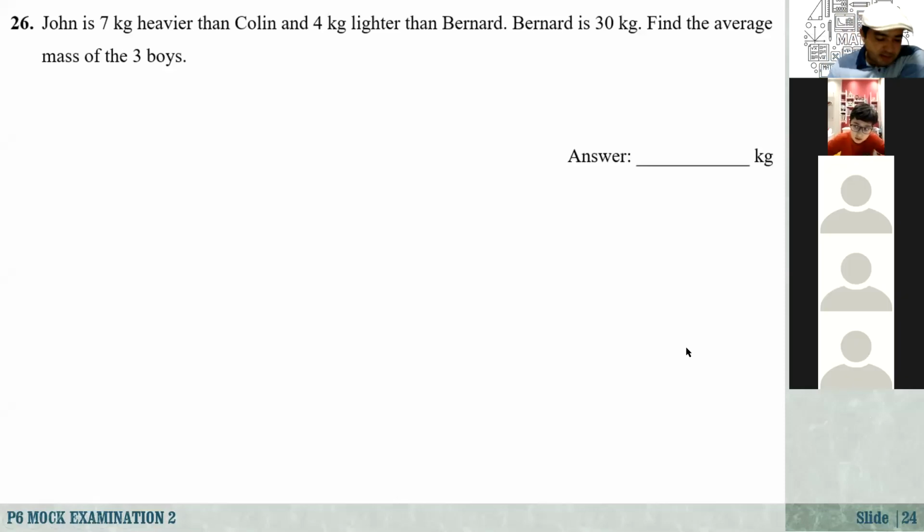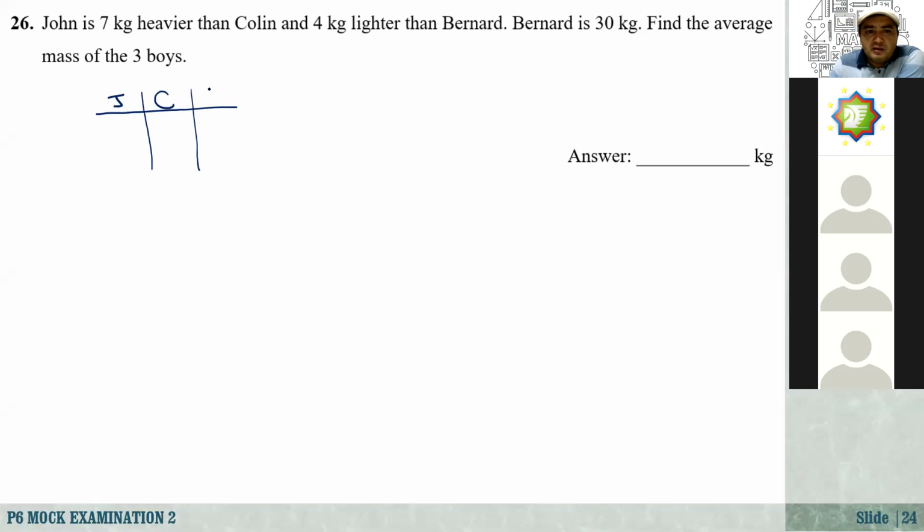Okay, guys, how do you solve this? Since we are talking about 3 people, this kind of age problem, my suggestion is to make it your habit to make a table first and after that solve this. And also in this way, you will improve your tabulation skill, right? We call this tabulation in math. That's our table. And here we are talking about three people. The first guy is John. Second one is Colin. Third one is Bernard. It says that John is 7 kg heavier than Colin.